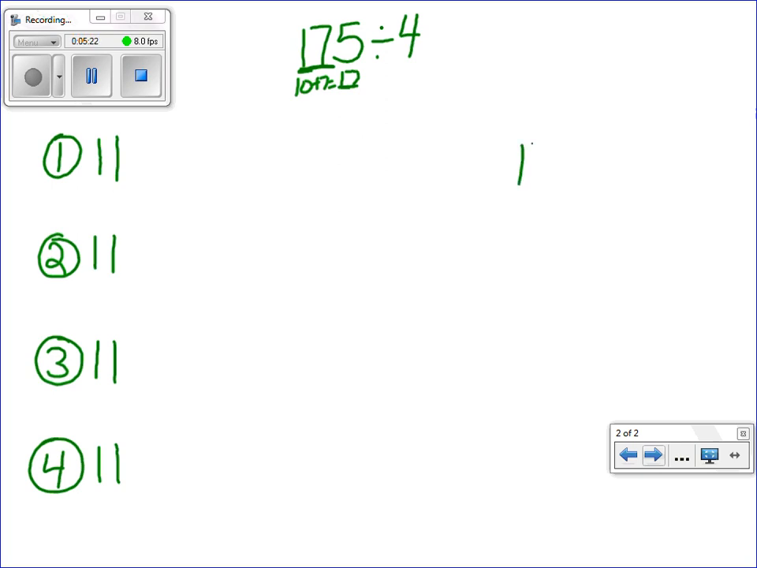I'm going to come over here and I'm going to subtract from 175 how much I just shared. Well, I just shared 20, 40, 60, 80. So I'm going to subtract 80 from 175. That leaves me with 95. Now, I have 4 groups and 9 tens. I can share more.